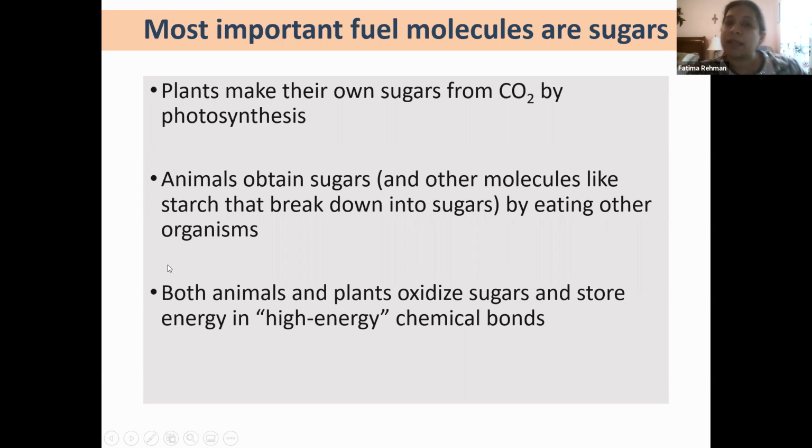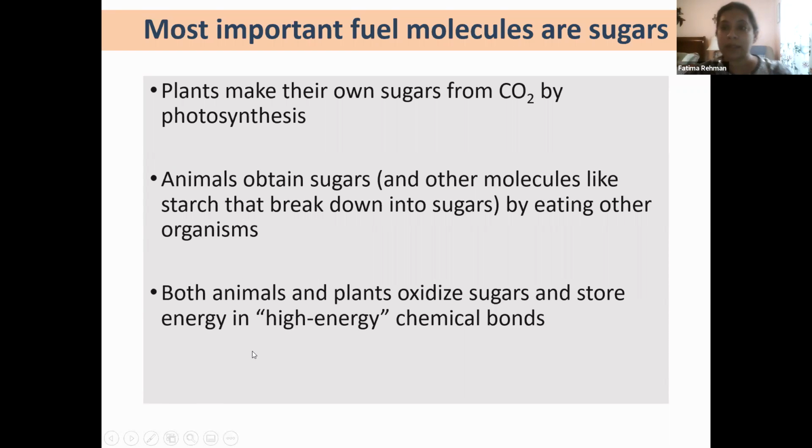So plants obviously make their own sugars by photosynthesis from CO2 and the water and the energy they get from sunlight. Animals, on the other hand, are eating this food and then breaking it down. But whether you make your own food or you consume food that is already made, you are going to oxidize these sugars and break down the bonds in them to release the energy that is stored within those bonds. And that's what we use for all our processes at the end of the day.